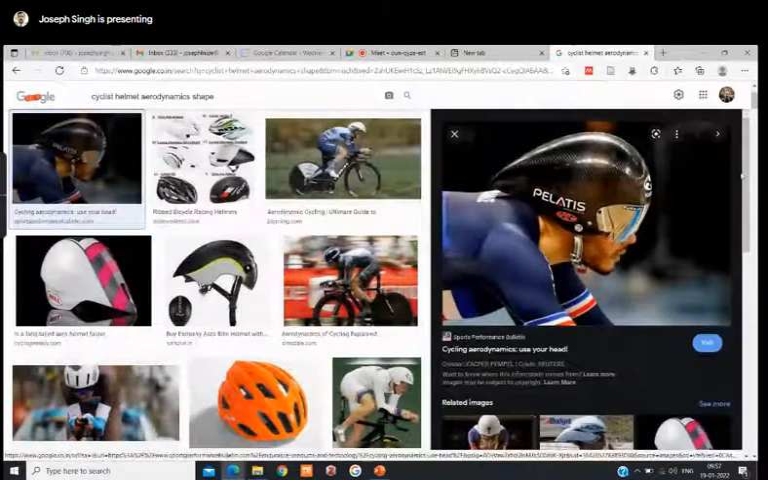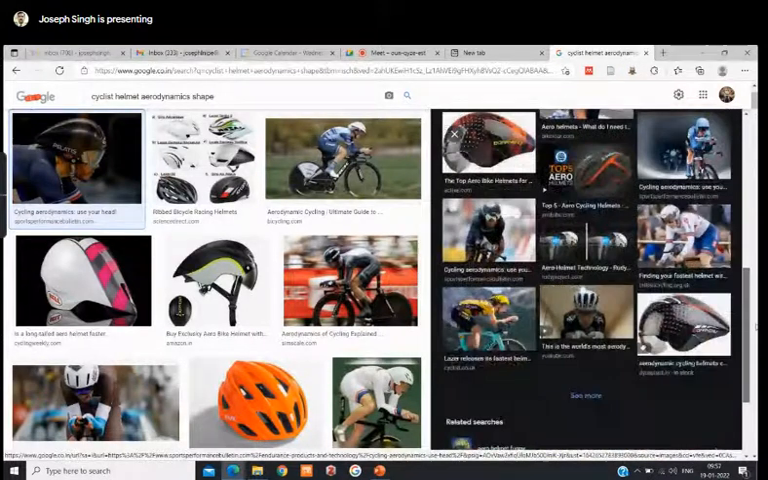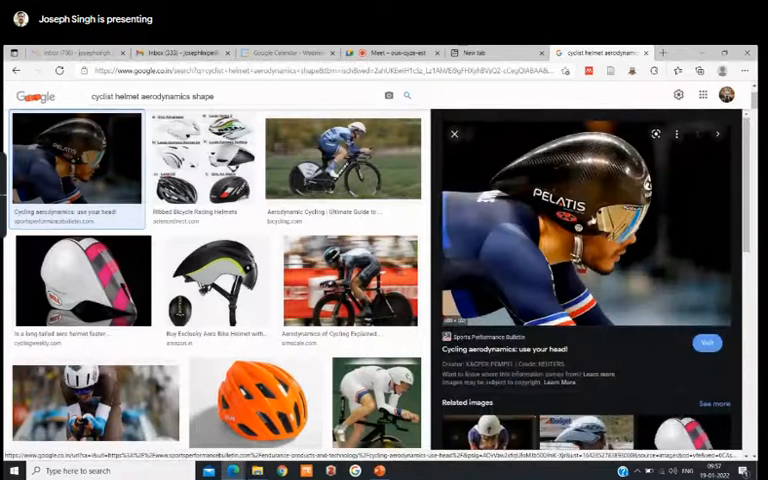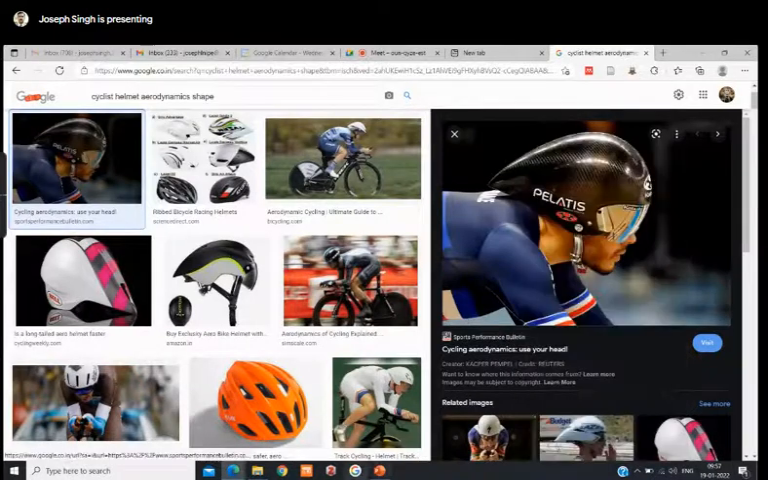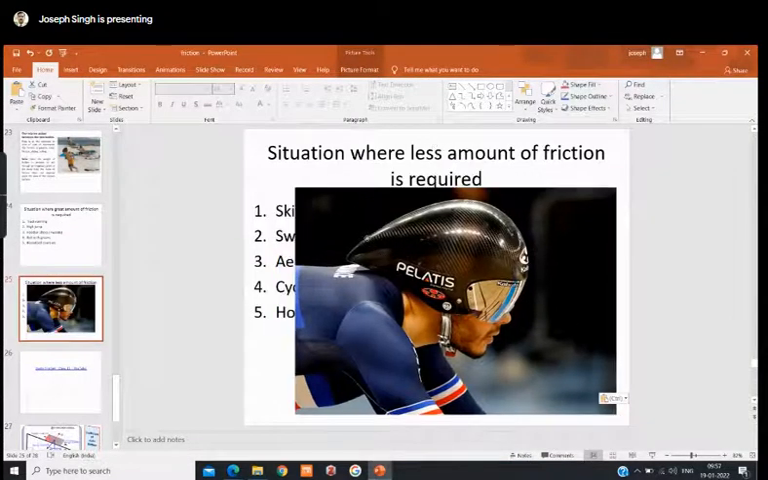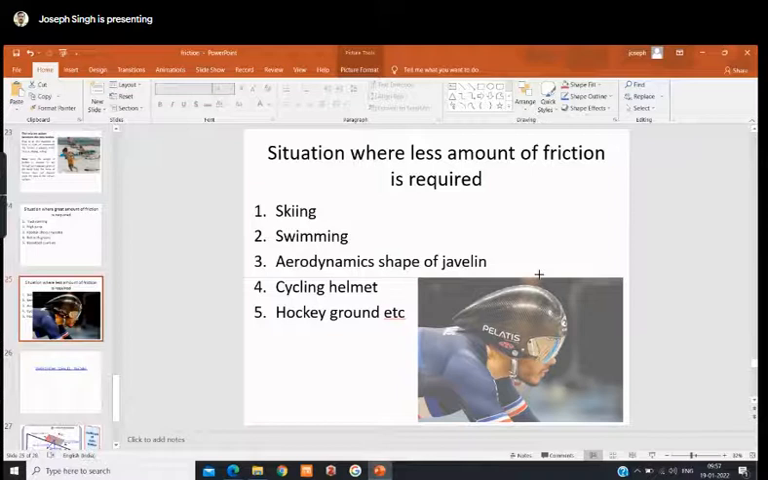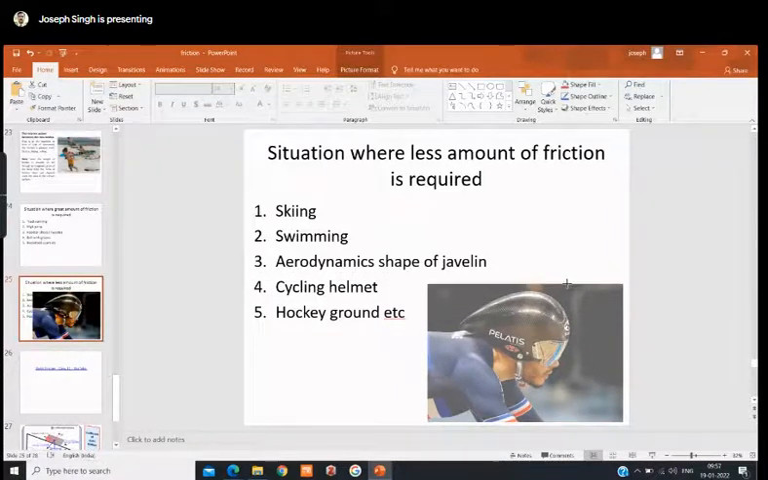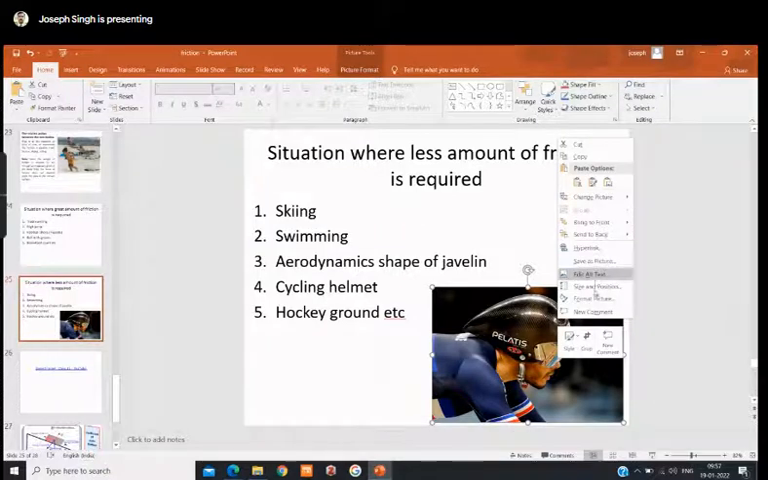Here you can see this shape. That shape is only because of the aerodynamic shape we need. I'll copy this image and paste it over here so that for next I can use this figure. Okay, you can see this now. Yes, sir. We can see how it is.